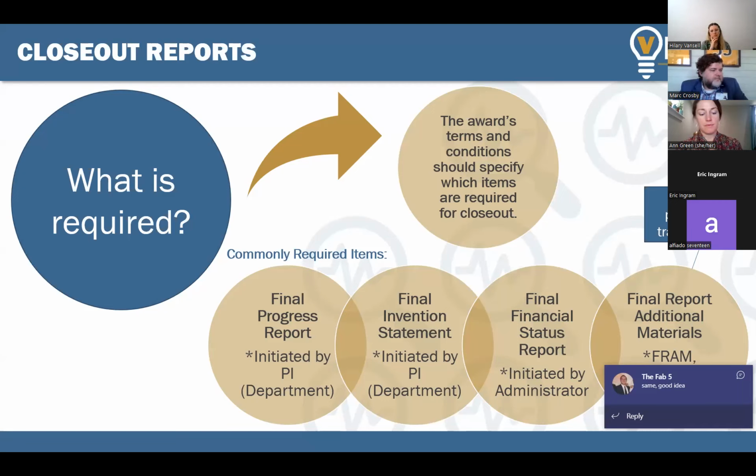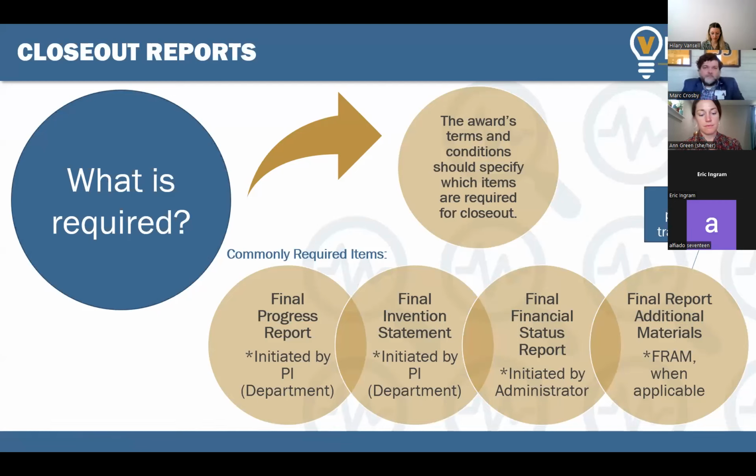Then you also can have a final invention statement. So we talked about this earlier. If you have a discovery, something that could potentially be intellectual property, something that was discovered and is useful, the sponsors are going to want to have a list of that as well. The final invention statement. I think the final progress report is covered in a little more detail in the next class, so you'll hear a little more about that. But just keep in mind that there are other reports in addition to the financial report.